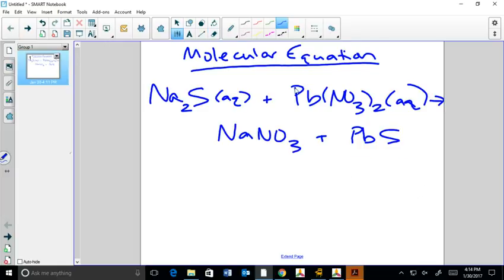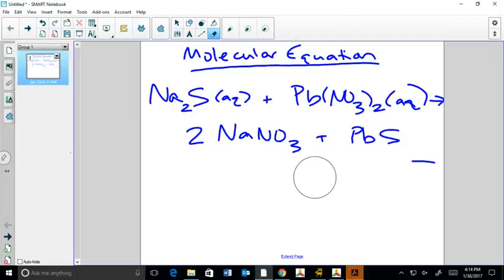Now we look at our overall equation, and we see that I have 2 Na's and 2 NO3's, but only one of each down in the products. So therefore, that will be a 2. And now my reaction is balanced. But I'm missing states of matter, you may notice, for NaNO3 and for the PbS.